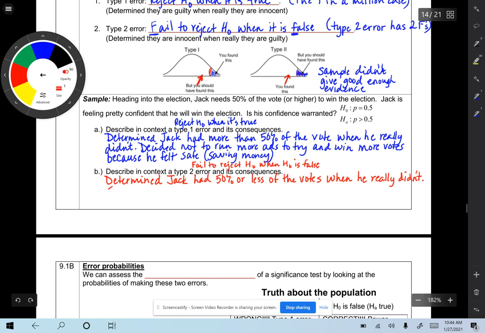And the consequence would be spent money on ads to gain votes he didn't need. Right.